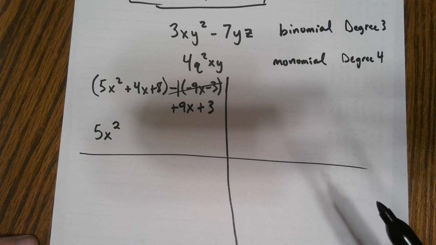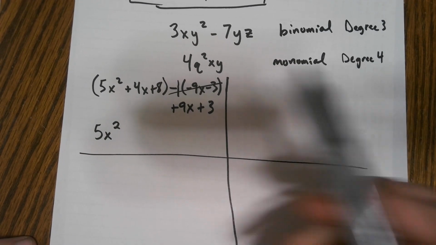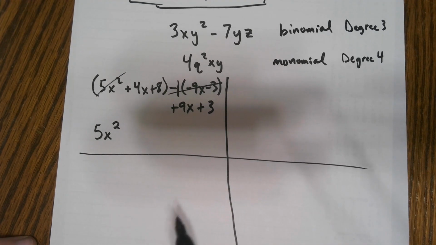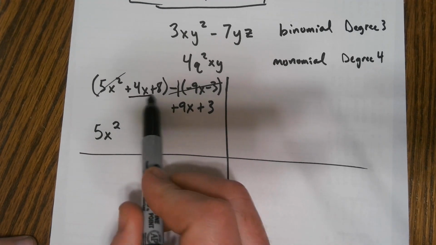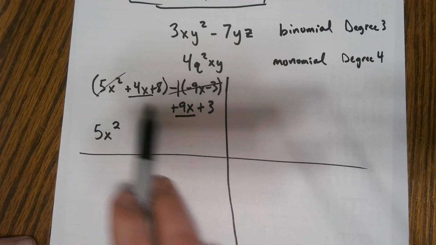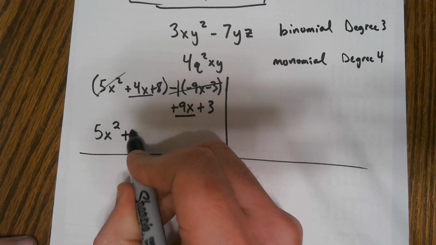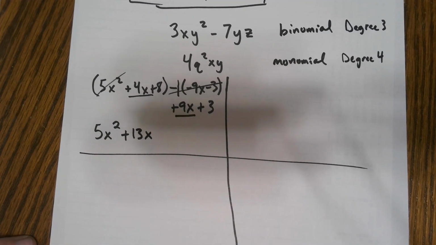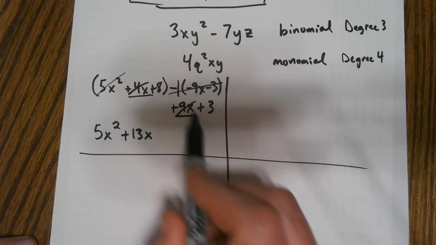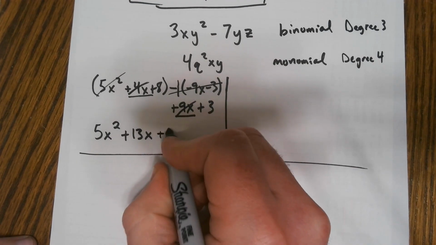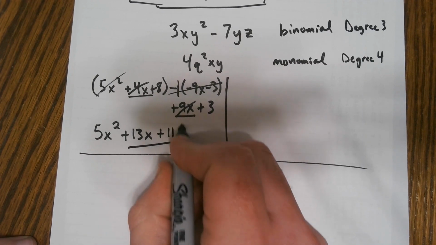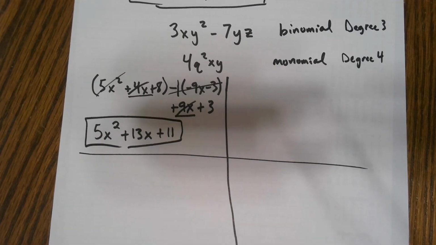There are no other x squared, so there's nothing to combine it with. I'm going to mark that out as I go. Next, I'm going to combine these two terms. 4x and 9x make 13x. And again, as I go, I'm marking them out. And then finally, 8 and 3 make 11. So plus 11, and that will be my final answer.